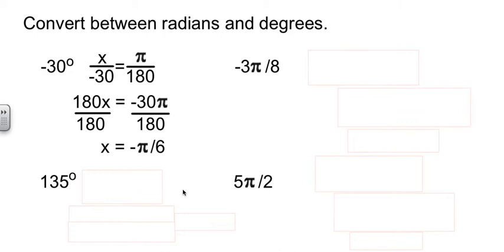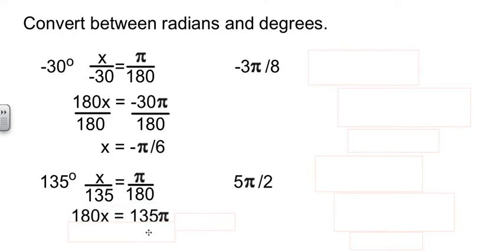Okay, let's tangle with another one, 135 degrees. That's degrees, so it's going to go on the bottom. We don't know the radians, so I'll put an X up there. Cross multiply. Divide by the 180. Now I've got 135 over 180. My trusty calculator tells me that's 3/4. So that'll be 3 pi, because pi was all still on top, over 4. That's going into radians. Let's go out of radians into degrees.